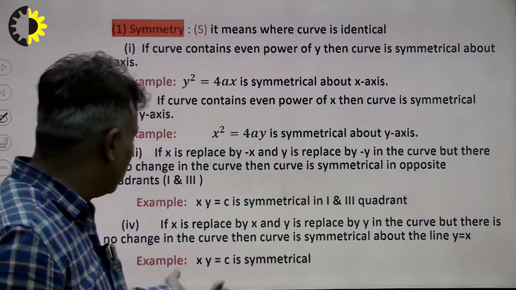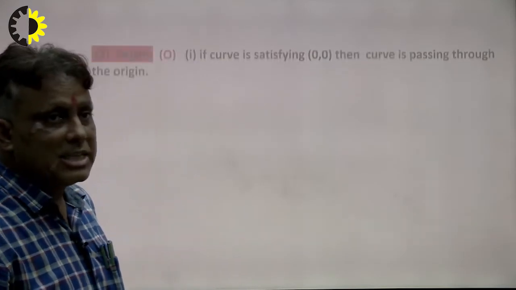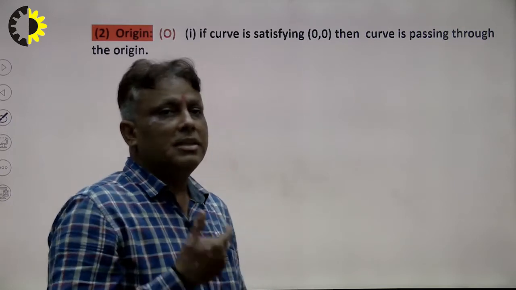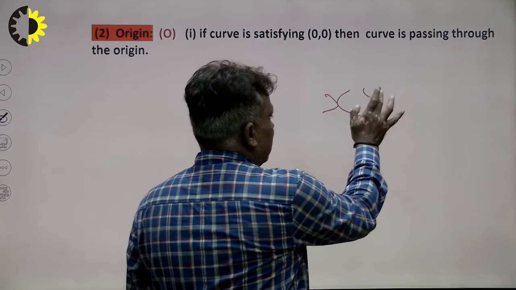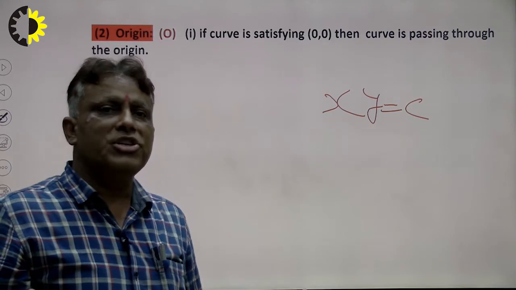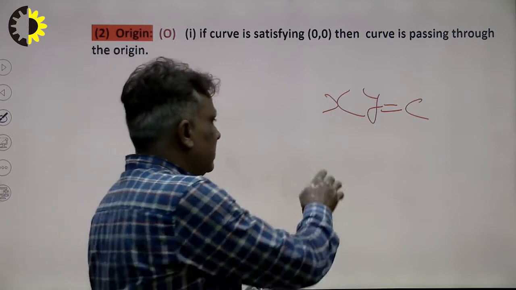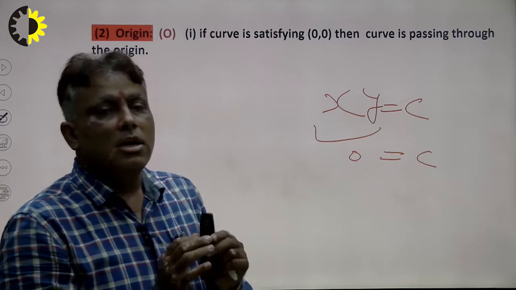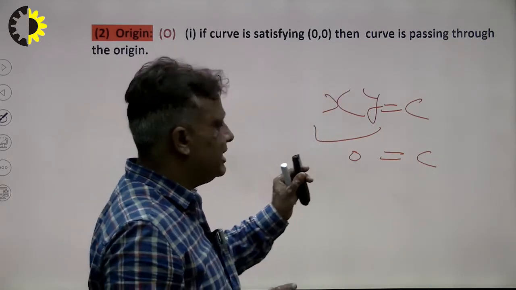Another example, xy = c. Here I write, this is symmetrical about the line y = x. And the next point is the origin, right? When we see the curve, we decide whether this curve is passing through the origin or not. Suppose I write xy = c, and I want to check whether this curve passes through the origin. In the place of x I write 0, in the place of y I write 0, and the left-hand side is 0 and the right-hand side is equal to c. That means this curve is not passing through the origin. So we can say that there is no tangent at the origin.